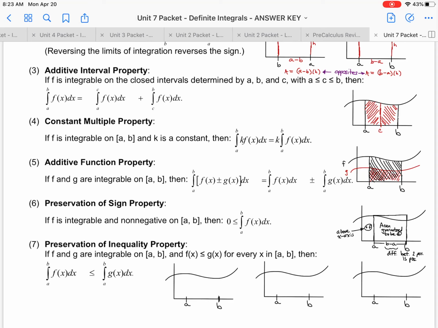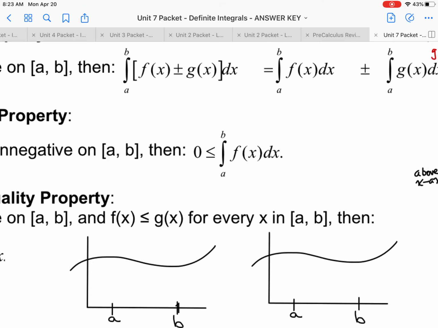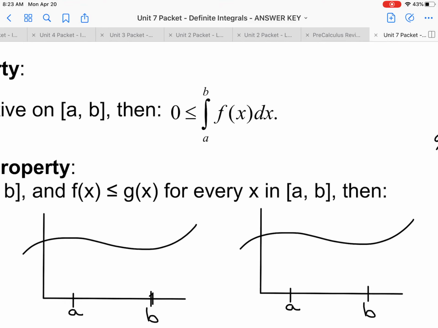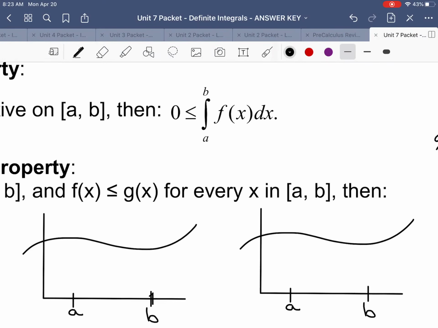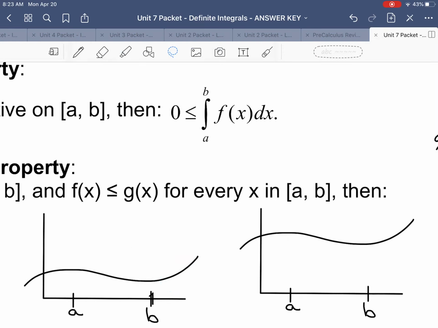Preservation of inequality property. I have a few little diagrams here. I'm not sure I need them all, but I kind of went a little crazy here. So we have f is less than g. Let me make f and let me make g. f and g.